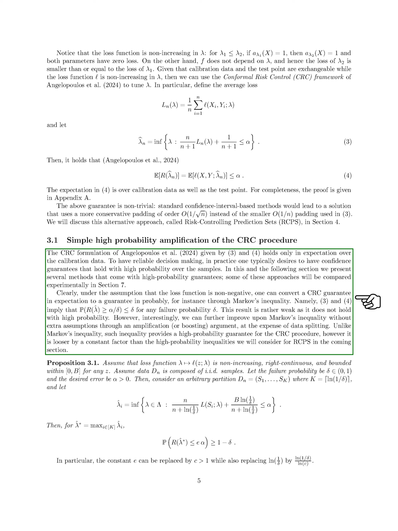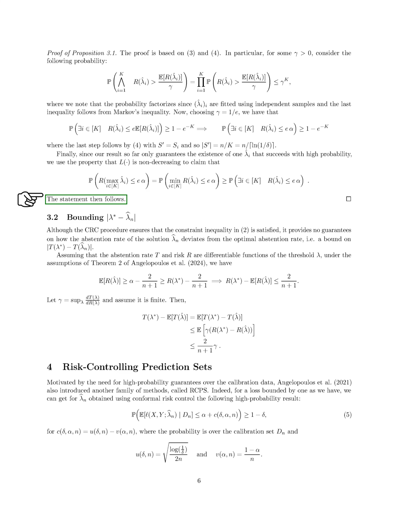This amplified inequality provides a high-probability assurance for the CRC procedure, though slightly less tight than the high-probability guarantees discussed later for RCPS. The CRC procedure ensures the constraint inequality is met but does not offer insights into how the abstention rate of our solution deviates from the optimal rate. Under certain assumptions, we can bound the difference between the optimal abstention rate and the one obtained from the CRC procedure.